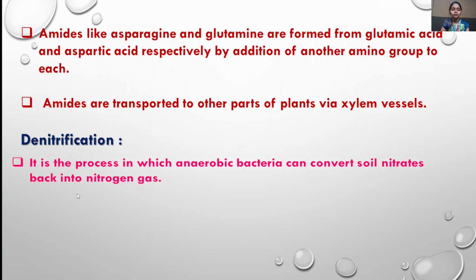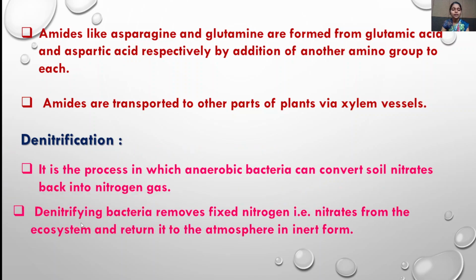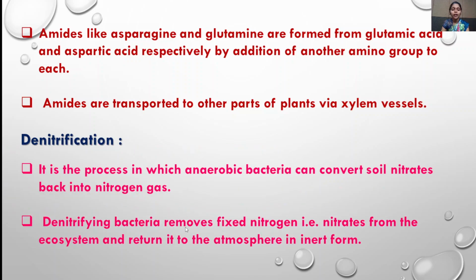Denitrification. The next point is denitrification. It is the process in which anaerobic bacteria convert soil nitrates back into nitrogen gas. Denitrifying bacteria remove fixed nitrogen, that is the nitrates, from the ecosystem and return it to the atmosphere in inert form. Moves to the next slide.